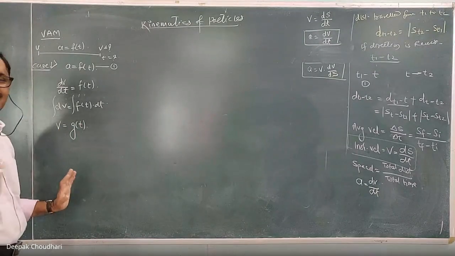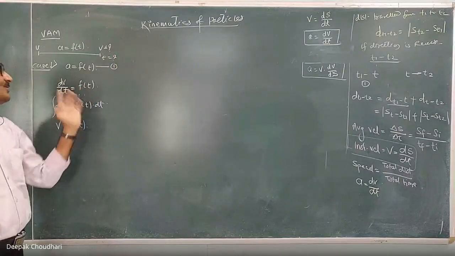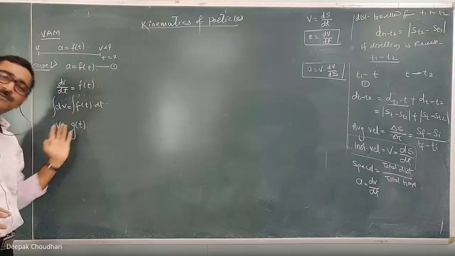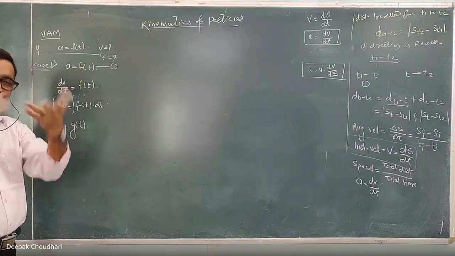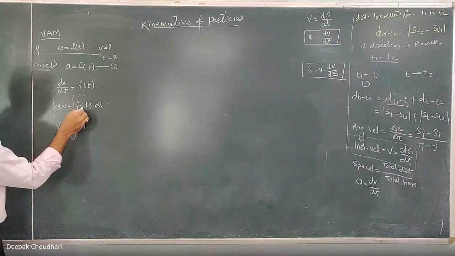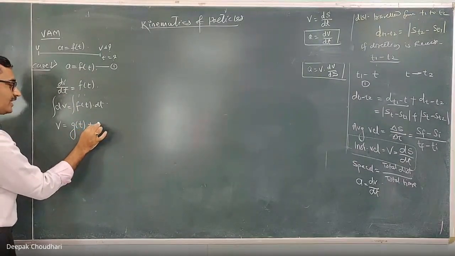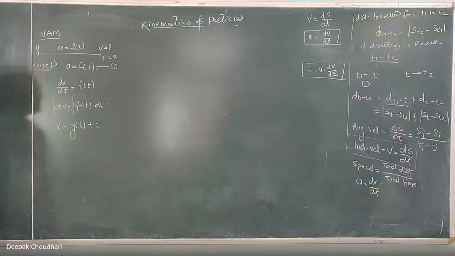I am writing it as generalized because I don't know which function this is. If it is linear, the integration will come accordingly; if it is a logarithmic function, accordingly the integration will come. That will be solved while solving the sum. In this generalization, if you solve the integration, you will get some other function of time t plus a constant of integration. Don't forget to write this constant of integration.